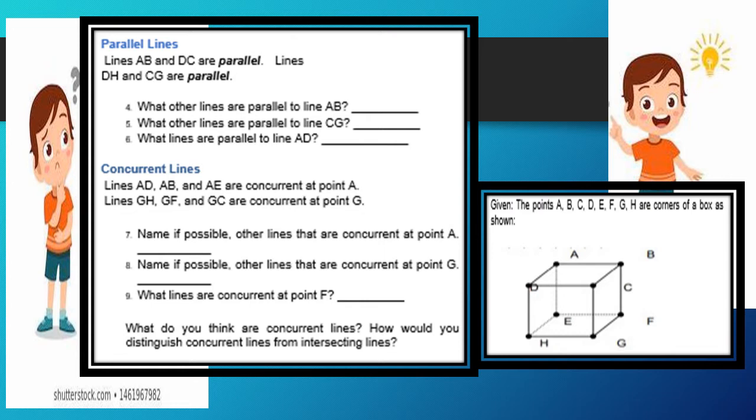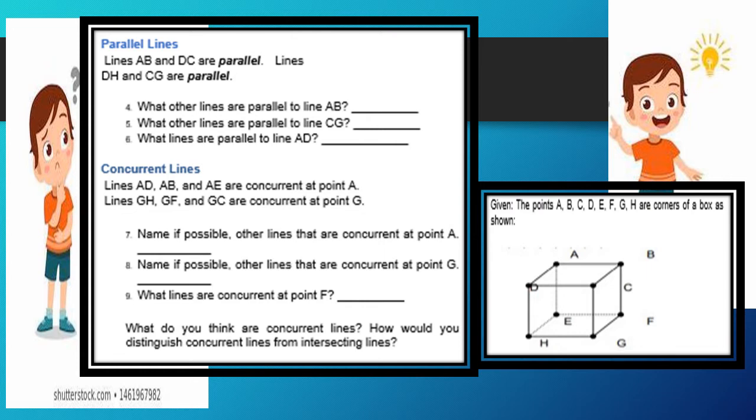Line AB has a parallel line, line DC. Or we can have line EF. Number 5, what other lines are parallel to line CG? We can have line DH or line BF. Number 6, what lines are parallel to line AD? We can have line EH. We can also have line BC.